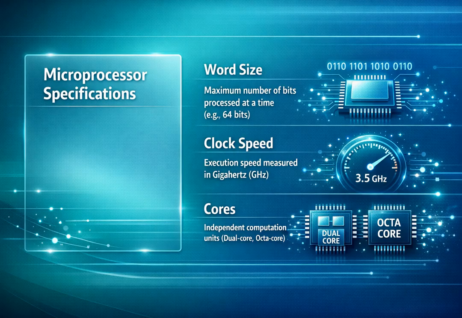When comparing microprocessors, we look at several specifications. Word size is the maximum number of bits it can process at once, like 64-bit systems. Clock speed dictates how fast it executes, measured in gigahertz. And cores represent independent units, which is why we have dual-core or octa-core chips.